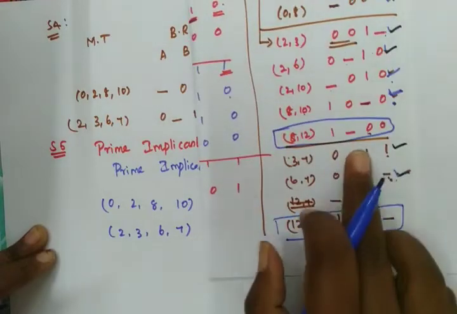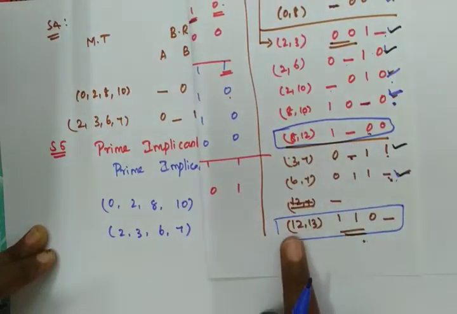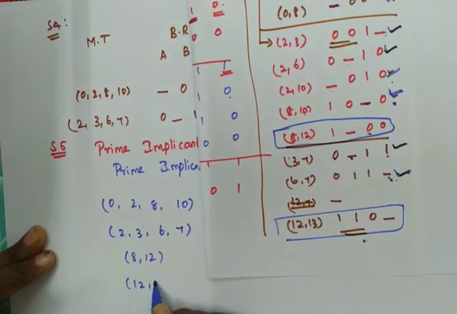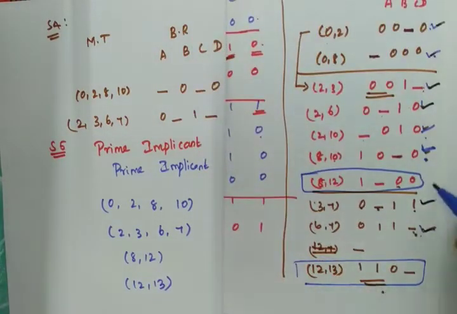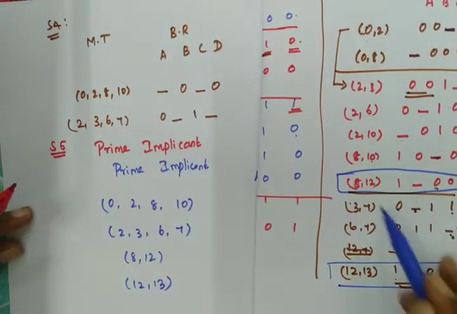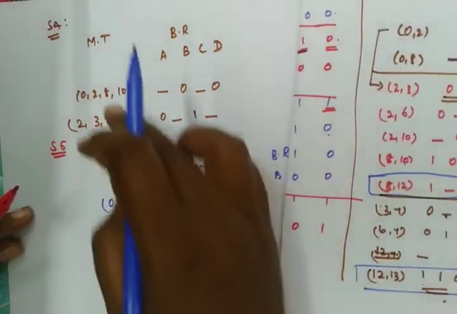the remaining terms, that is 8, 12 and 12, 13. So we have to represent the terms which were missed in the previous step. While checking this, these two terms are missing, 8, 12 and 12, 13. Now these are the minterms.